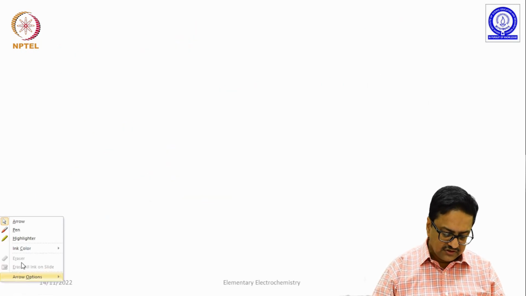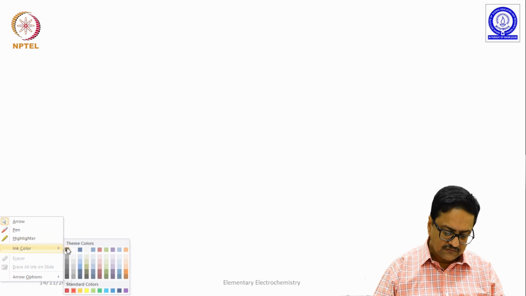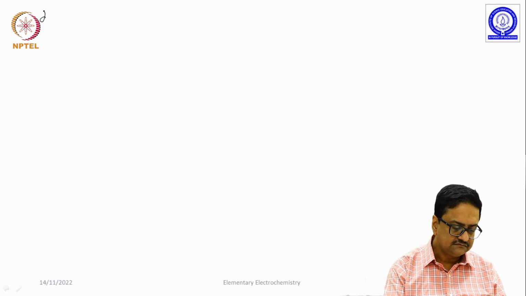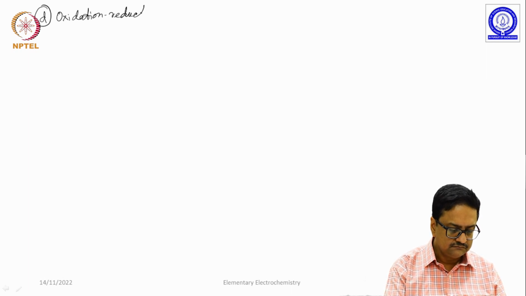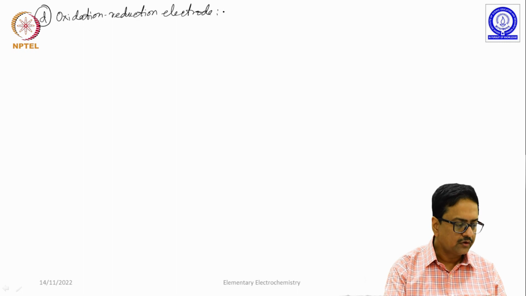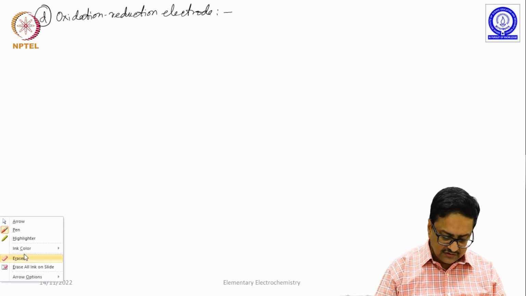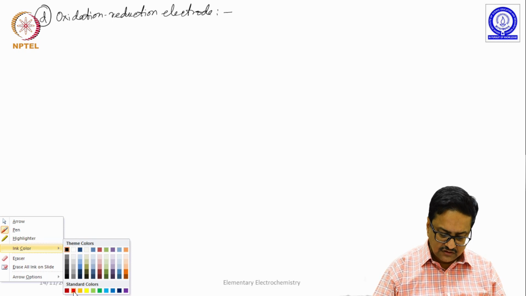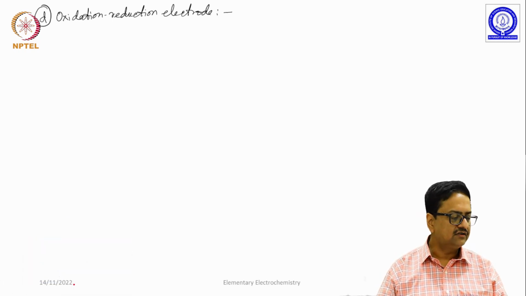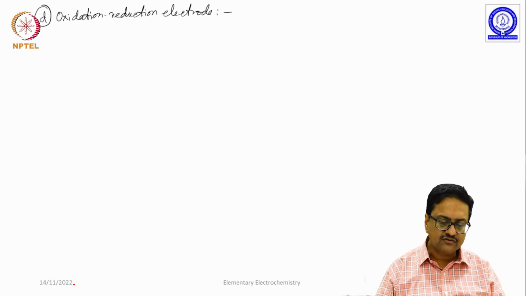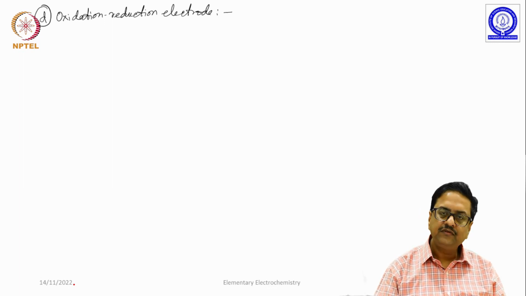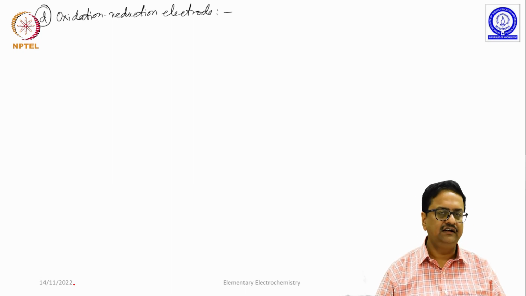The next type of half cell is the oxidation reduction electrode. Here you may ask one question: why is this electrode suddenly called just the oxidation reduction electrode, while all the previous reactions involved oxidation and reduction?